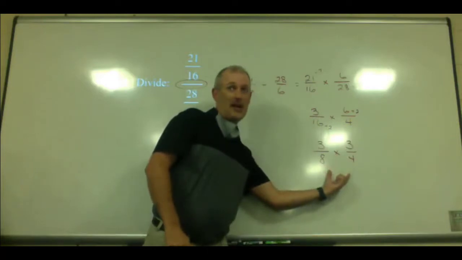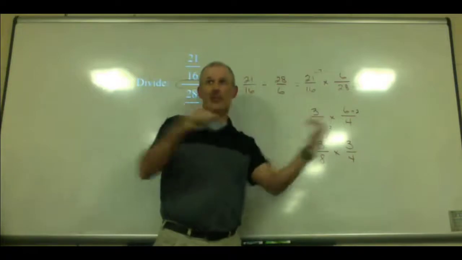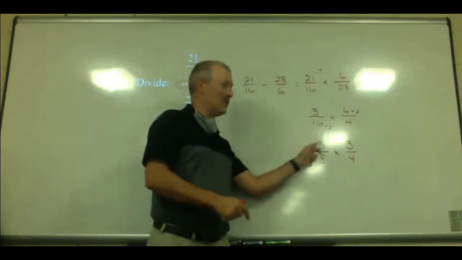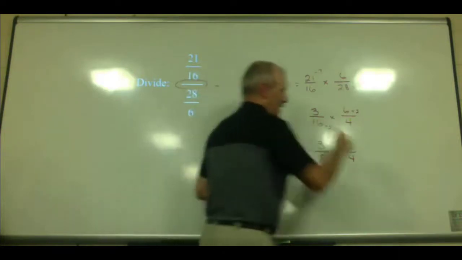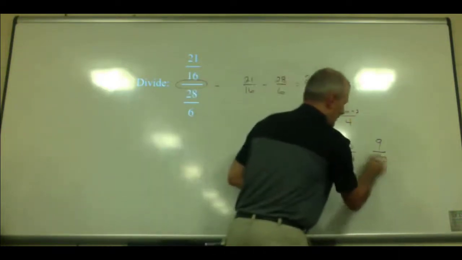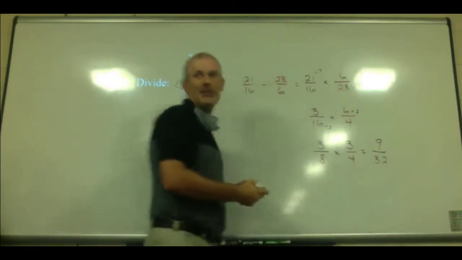Does anybody know why? Because when you cancel, it has to be top to bottom. You can't cancel the two tops or the two bottoms. Because what are we going to do now? Multiply 3 times 3 and get 9, and multiply 8 times 4 and get 32. If we tried to reduce these two, that would just make the bottom smaller. It wouldn't do anything to the top.